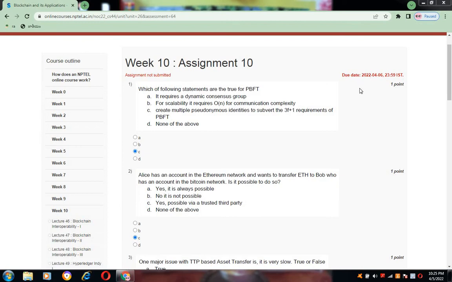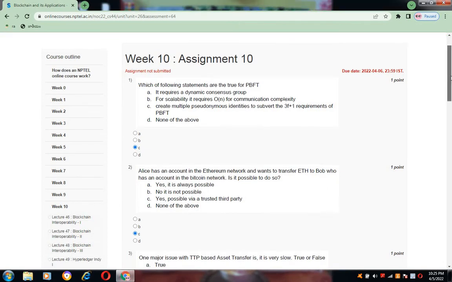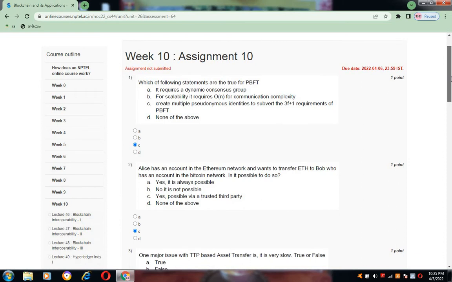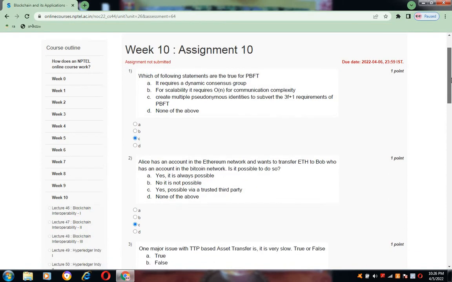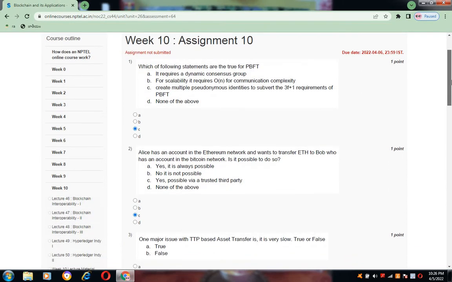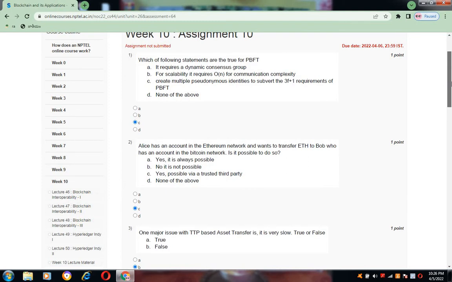First of all, we have the answer to question number one. Which of the following statements are true for PBFT? Option C: create multiple pseudonymous identities to subvert the 3F plus 1 requirements of PBFT. So C is the correct option for this.